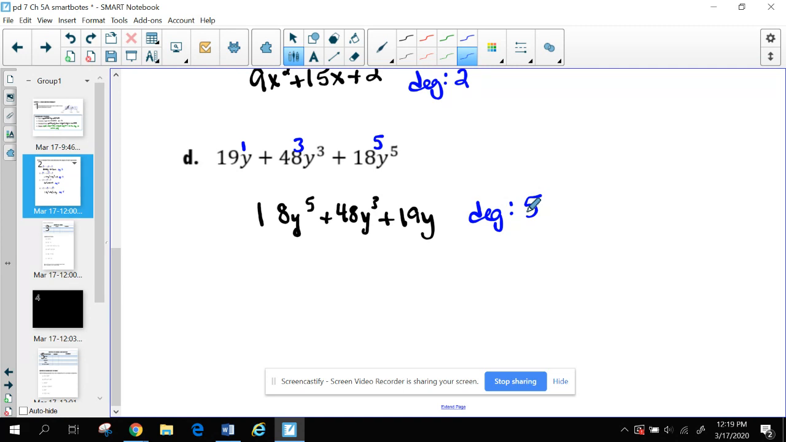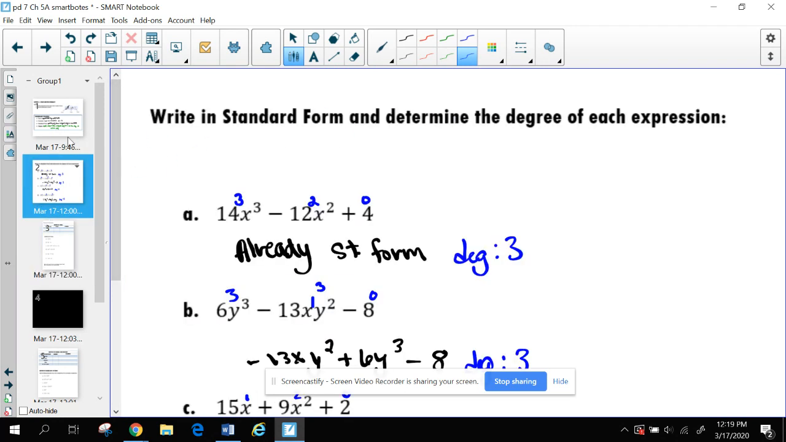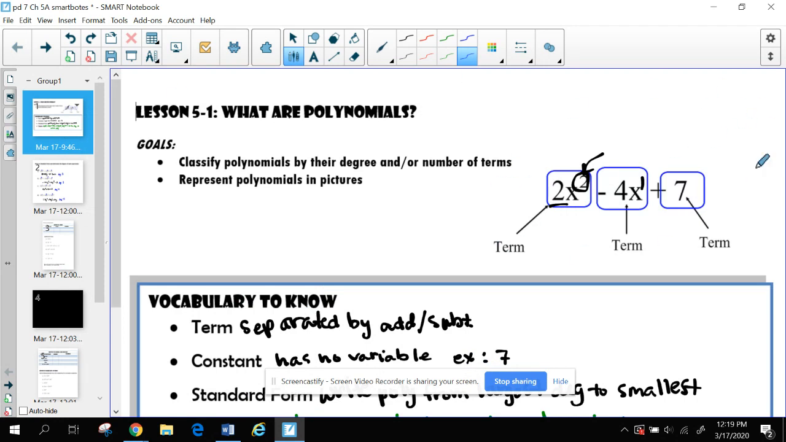Hoping that makes a little bit of sense, where you have one more thing to talk about when we're classifying these polynomials. If we take a look at our next page, another way that we can classify polynomials is by the number of terms it has. So if you look back at our very first example, it's really asking you how many boxes do we have there. So this would have 3 terms in it. I'm just going to write that up here. There we go, 3 terms.